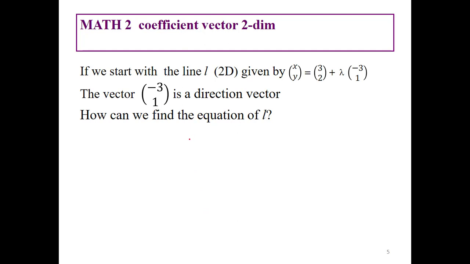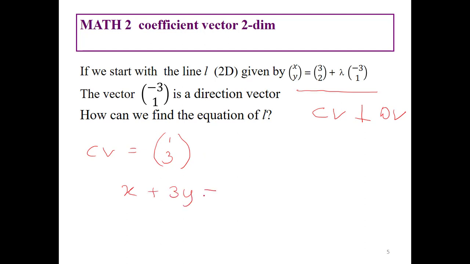We can do it the other way around as well. If I have a vector form, how can I find the equation? Again, the coefficient vector is perpendicular to the direction vector. So a coefficient vector of the equation would be: switch the numbers and make one of the elements a different sign. So -3, I've made 3, and 1 stays 1. So apparently x plus 3y equals a value is the equation of this line.